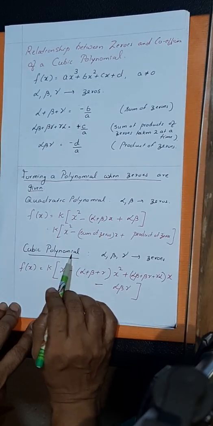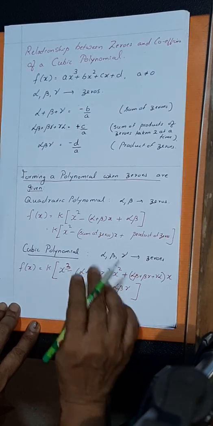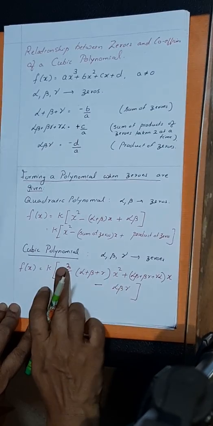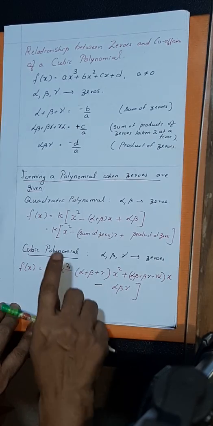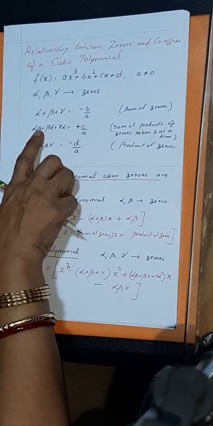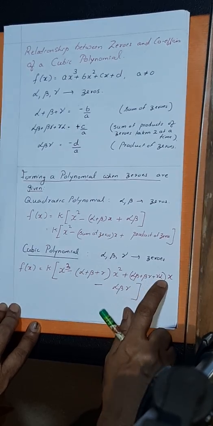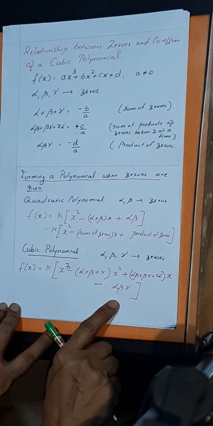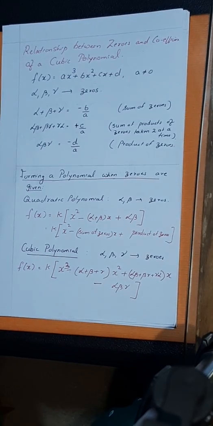For the cubic polynomial, if alpha, beta, gamma are given, then it will be x cube minus the sum of the zeros into x squared, then plus. So it is always alternate: minus, plus. Then comes the sum of the products taken 2 at a time, alpha beta plus beta gamma plus gamma alpha, into x, then minus alpha beta gamma. So if you substitute in this, you will get the required cubic polynomial.